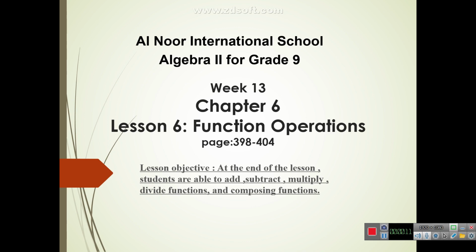At the end of this lesson, you should be able to find the sum, difference, product, quotient, and composition of different functions. Now, let's proceed to the content of the lesson for the week.